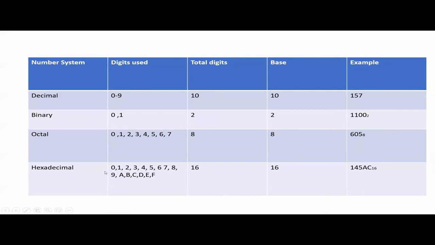Then comes the hexadecimal. We have 16 digits: 0 to 9, and then you have English letters A, B, C, D, E, F. A represents the actual number 10, and like that 11, 12, 13, 14, 15 are represented with the English letters. So you have a total of 16 digits, your base is 16, and this is how it looks: 1, 4, 5, A, C, and then the base 16. Hope you understand the basics about the number systems. We have a lot more to do in this chapter, the conversions and all.